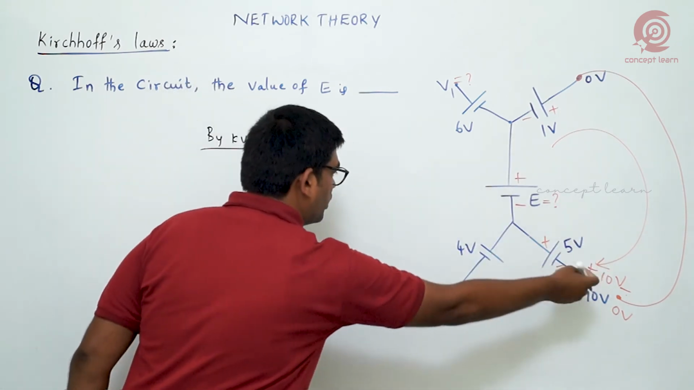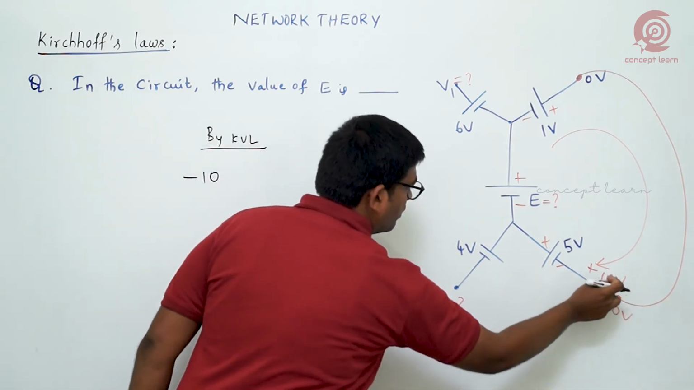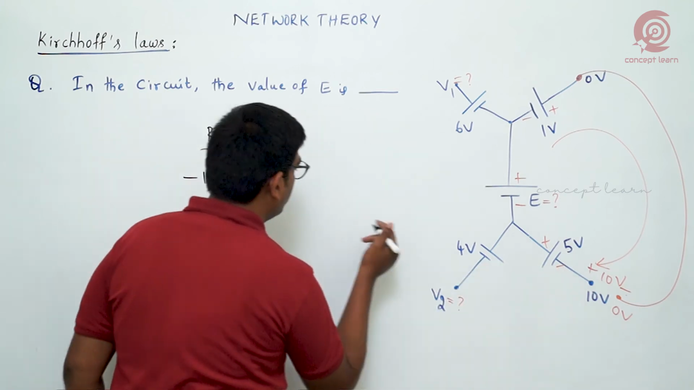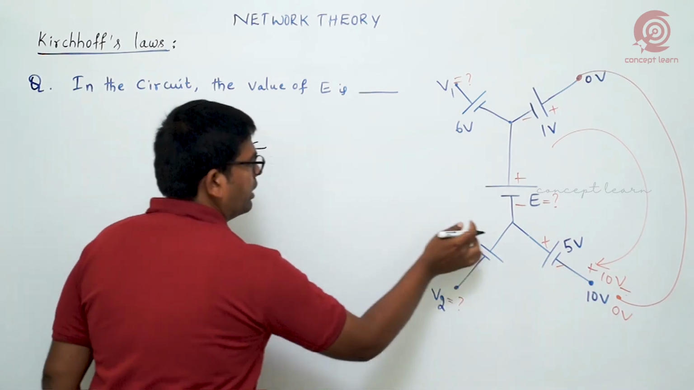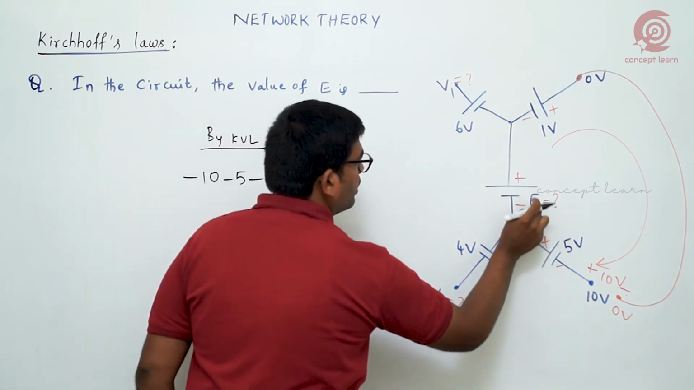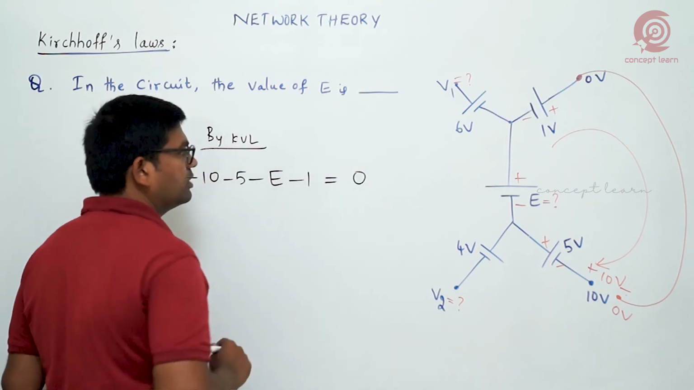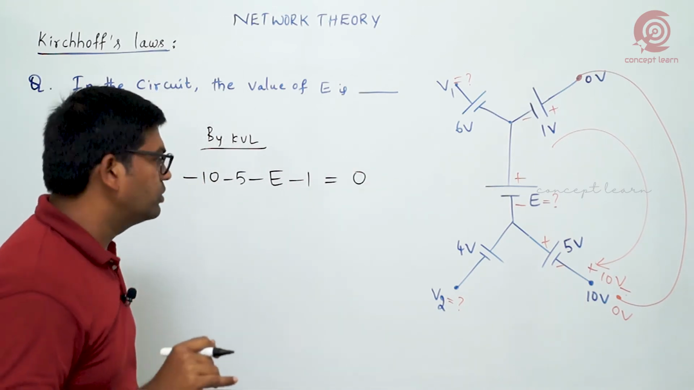Now when you follow this, minus 10, because current is entering into what? Negative terminal. Again current entering into negative terminal, so minus 5. Current entering into what? Negative terminal, minus E, which is unknown. Current entering into what? Minus terminal, that is minus 1, which is equal to 0. All the voltages we covered in the closed path.